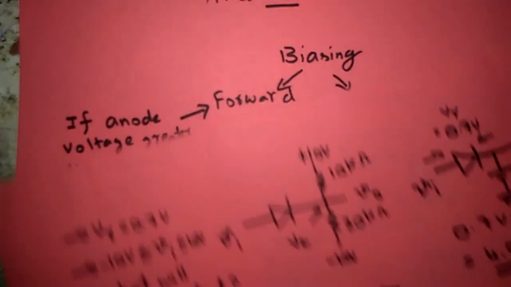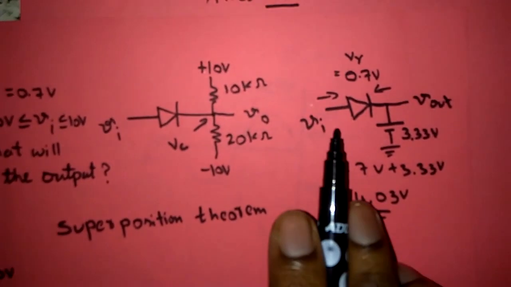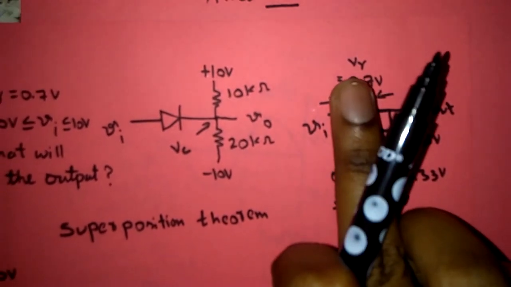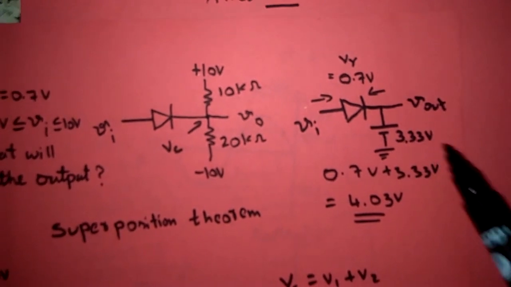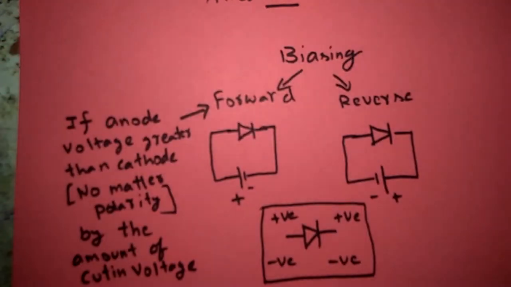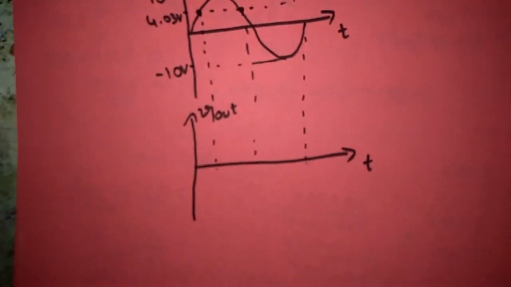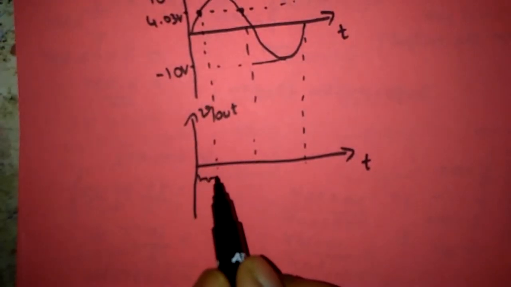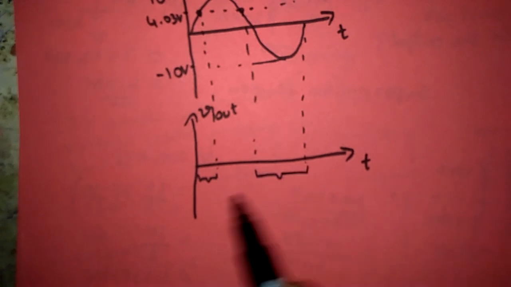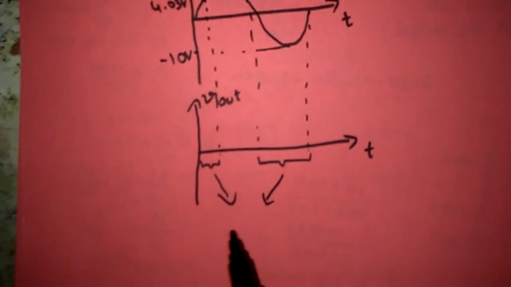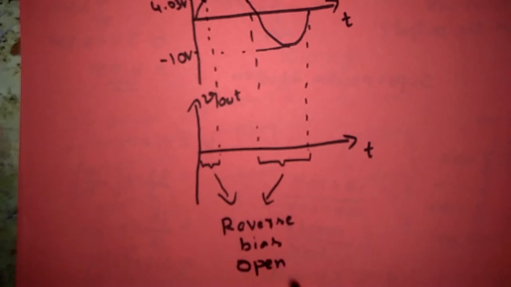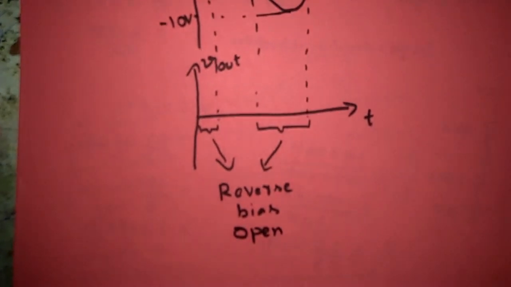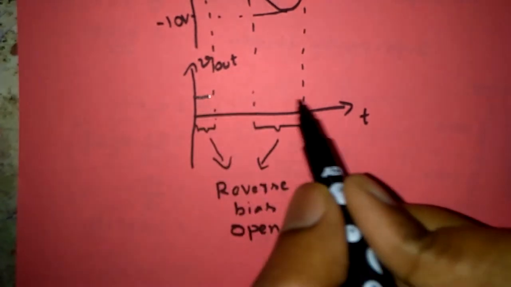When this diode enters into open circuit, we can neglect the effect of input on the output. So output is directly connected to this 3.33 volts. So output is constant and its value is 3.33 volts. That means from this point to this point and from this point to this point, diode enters into reverse bias and diode acts like open circuit. No conduction will take place. So the output is a fixed value and its value is 3.33 volts.